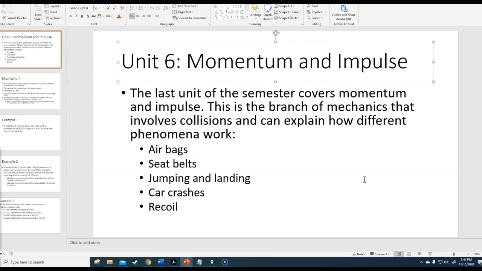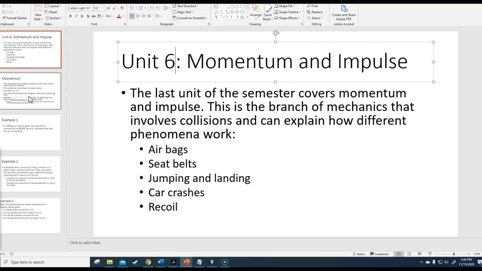Okay, and so momentum and impulse, this unit has to do with things like, how do airbags work, how do seat belts work, jumping and landing, and how those affect your body, car crashes, recoil, anything involving collisions falls under momentum and impulse. So anytime you see a situation involving a collision, you should immediately think momentum. Explosions, things of that nature.